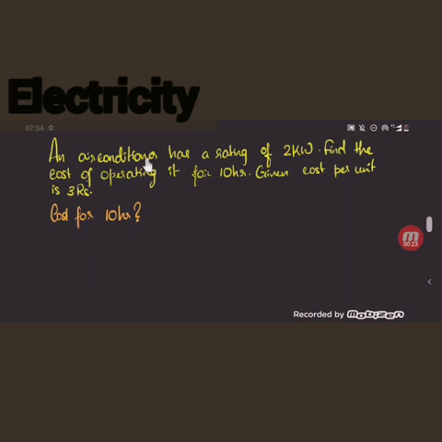Now let's see what's given to us. An air conditioner has a rating of 2 kilowatts, which means we're given the power rating of the air conditioner. This is given as 2 kilowatt. And we need to calculate the cost for 10 hours, which means we are given the time for which this is being used, 10 hours. And we're also given the cost per unit is 3 rupees. So let's write that down. So we know cost, let's use a different color for this. So let's use, cost per unit is 3 rupees.